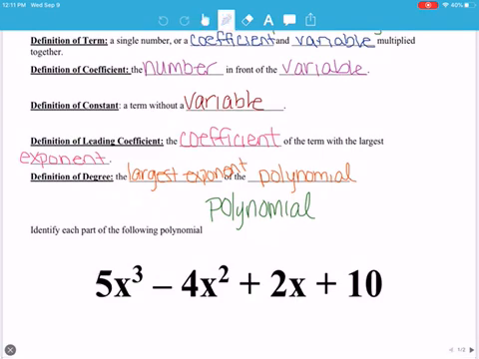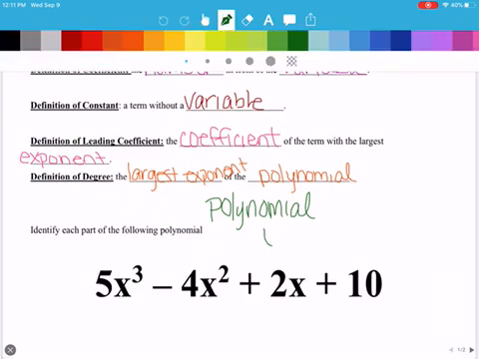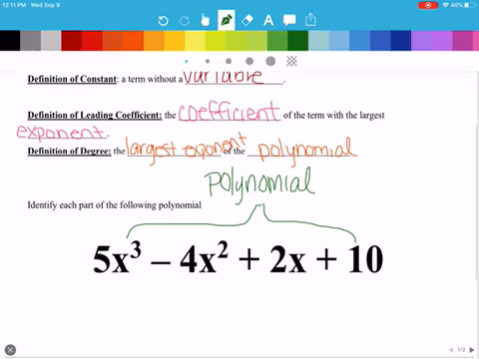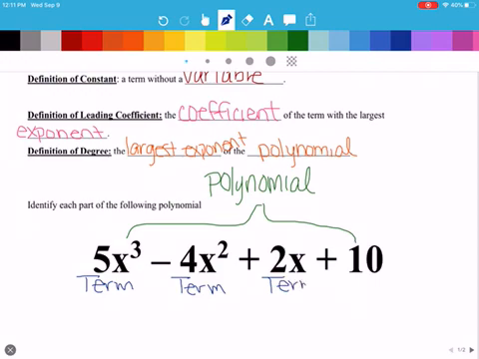So down here we have a polynomial. This whole thing is a polynomial. And I'm just going to start filling in the vocab. So the next thing is terms. And so right here we have a term with the 5x cubed. We have a term of 4x squared. 2x is another term. And our last term is the 10 by itself. These are all terms.